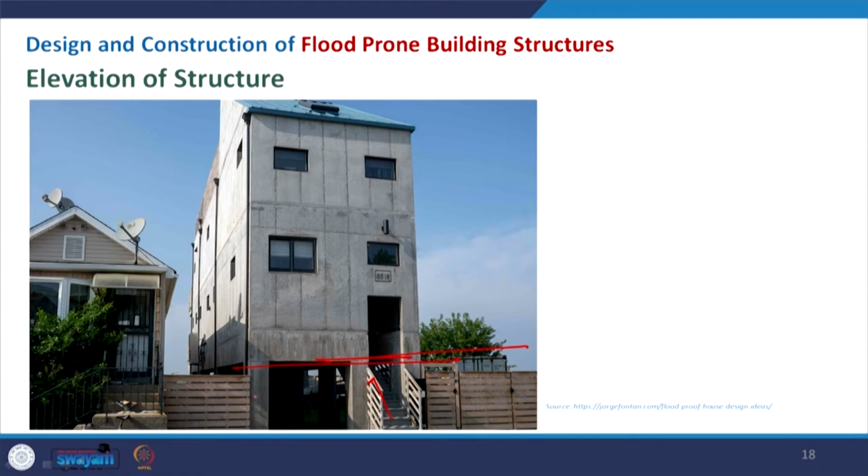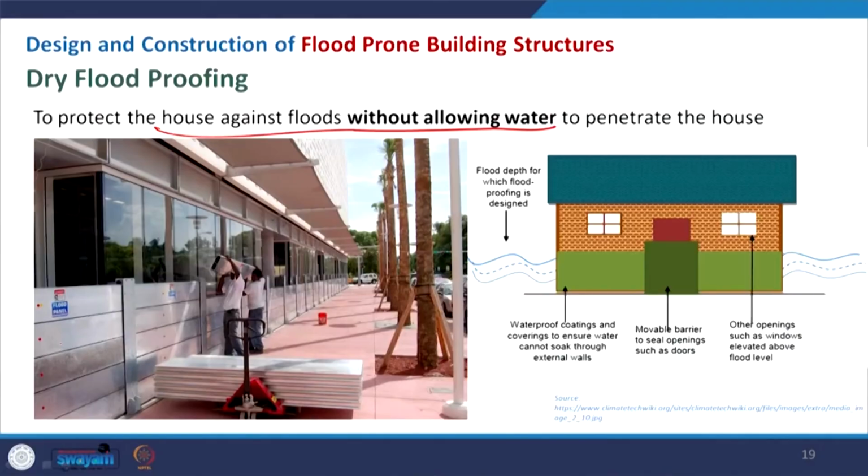So, in this heavy depth flood situation, these buildings can also survive. Coming to dry flood proofing, the basic idea is to protect the house against flood without allowing water to penetrate. We do not allow water to pass on. We make our building so strong that it will resist that particular flow. For that, you can use some additional flood panel.